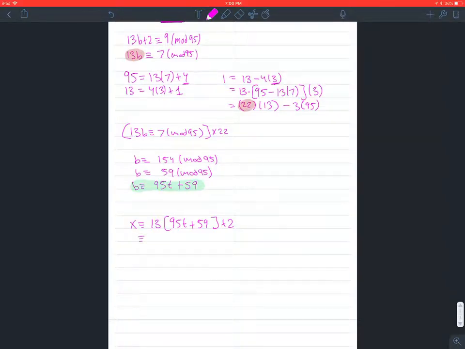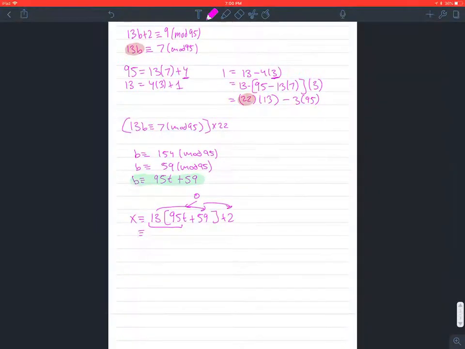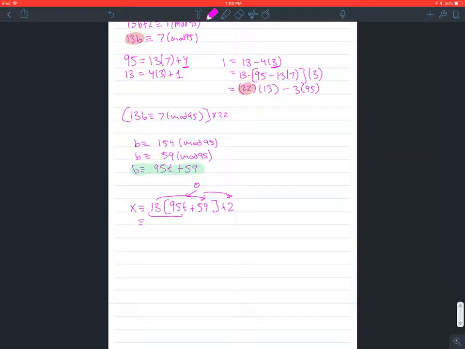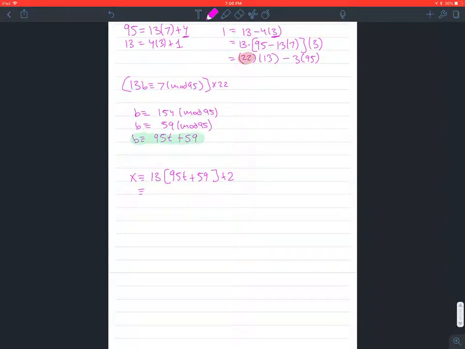So I don't know what this value is when you multiply these two, but we don't care because it's asking for the smallest integer that satisfies this x. So we know that we're going to set t equal to 0. So we don't even have to look at that. All we need to know is 13 times 59 and then plus the 2. So 13 times 59 plus 2 is 769. So I'm just going to leave this like this.